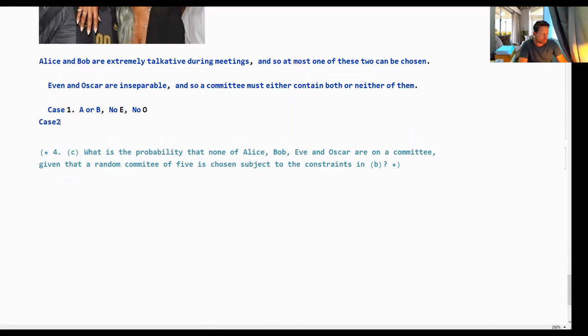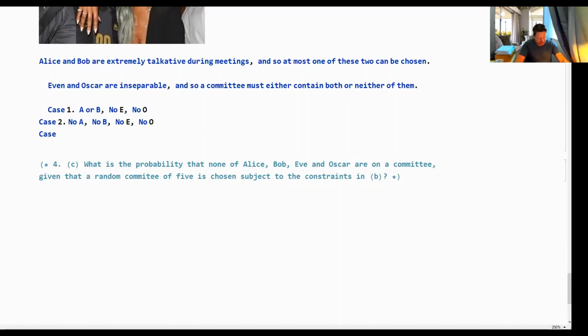Another case, before we count these, let's just consider all the cases. So case 2 could be, let's say, we have no Alice, no Bob, no Eve, and no Oscar. Okay, so that's our case 2. Another case, what else could we have? Case 3. So we've considered all the no Eve and no Oscar. So now let's include Eve and Oscar. So let's say that we could have then A or B and Eve and Oscar. Okay, so that's another case.